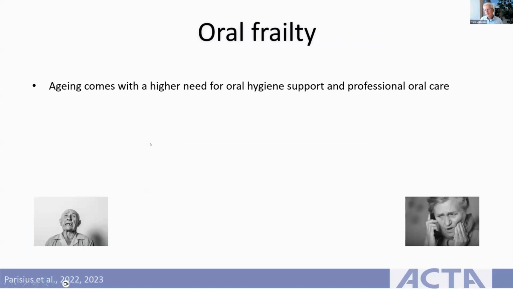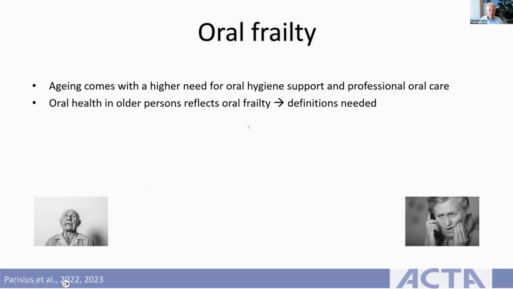If people are getting older, they're getting frail. And I guess that you know the term frailty is popular. Oral frailty might be new for you. So with aging, there is an increasing need for oral hygiene support and professional oral care, because oral health reflects oral frailty, and we need definitions, because oral frailty is a new thing. It's the new kid on the block.